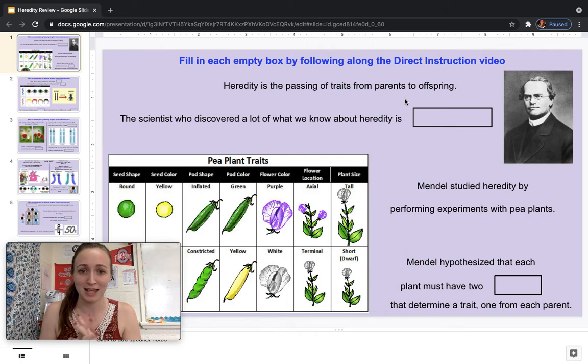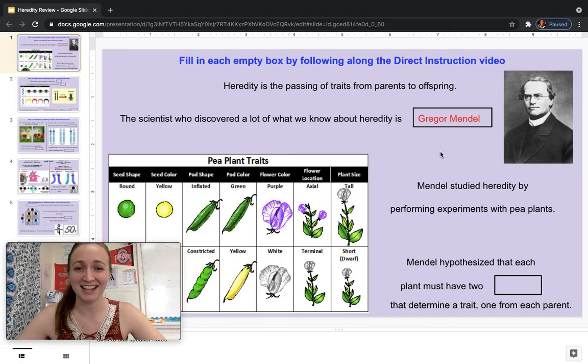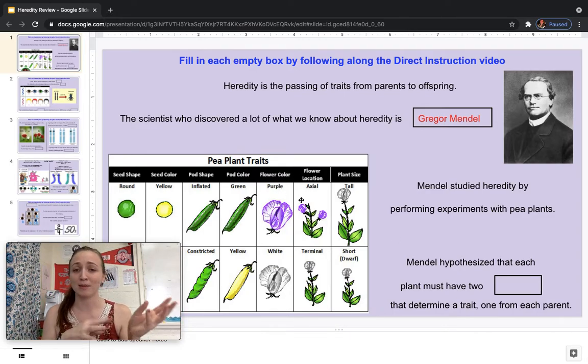So we've talked about heredity, which is again just the passing down of traits from a parent to an offspring. When we first learned about heredity, we learned about this man with an ugly name, Gregor Mendel, also kind of an ugly face, no shade. But he is the scientist who, a long time ago, did a lot of experiments and discovered all of what we know today about heredity. And he did this by studying and doing experiments with pea plants. So he used these pea plants and made them reproduce with each other and make more and more pea plants.